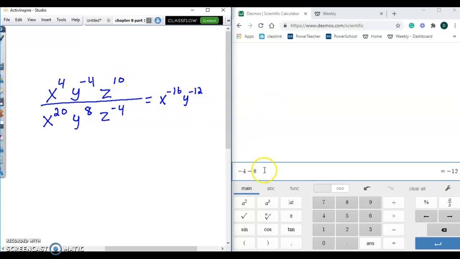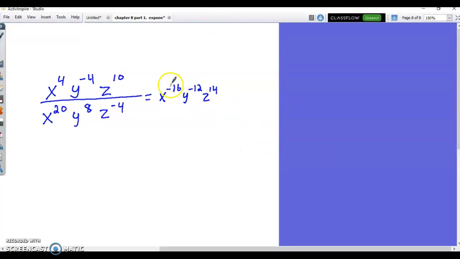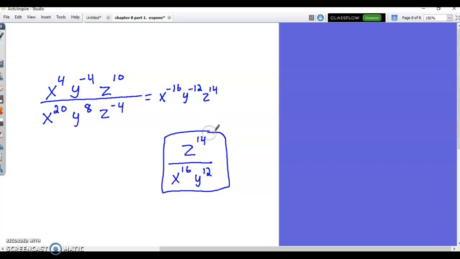And then for z, it would be 10 minus a negative 4. That's 14. So z to the 14. All right, and then the last step is putting this x and this y on the bottom to make them positive. So our top will be z to the 14, and the bottom will be x to the 16, y to the 12. And that is our final answer.